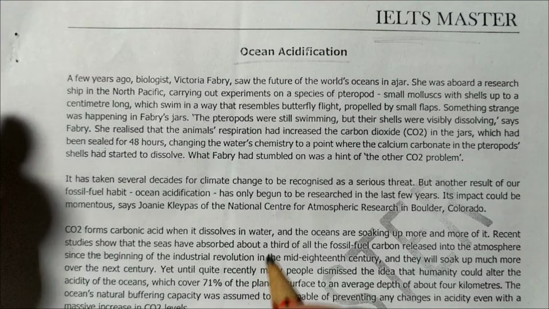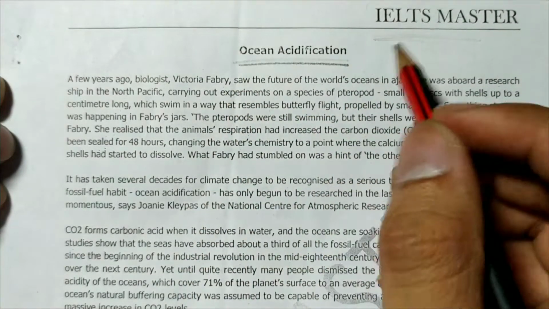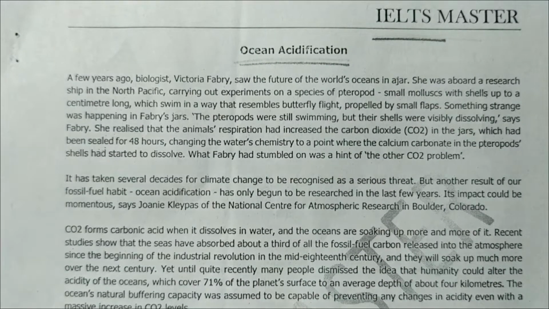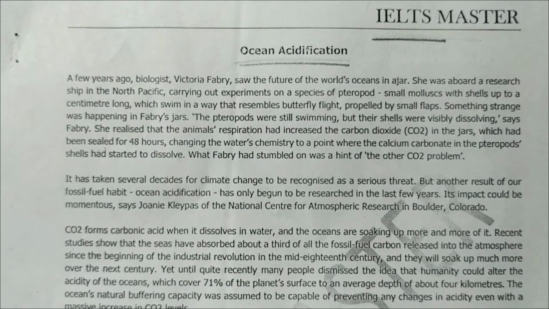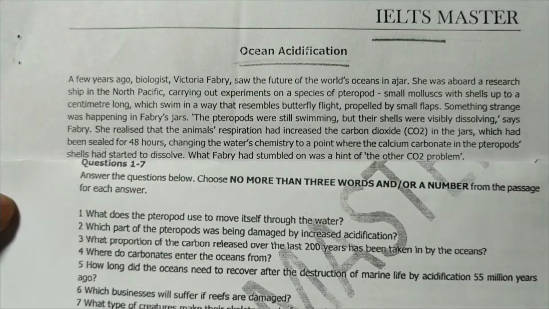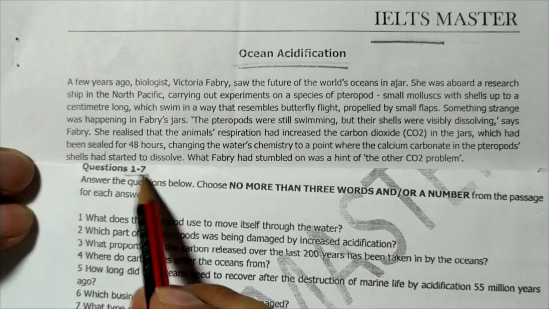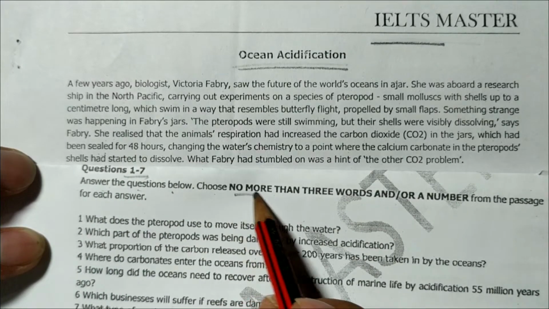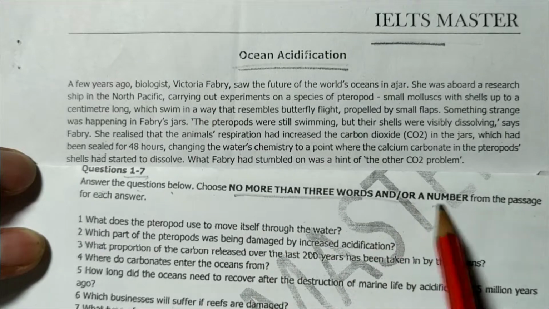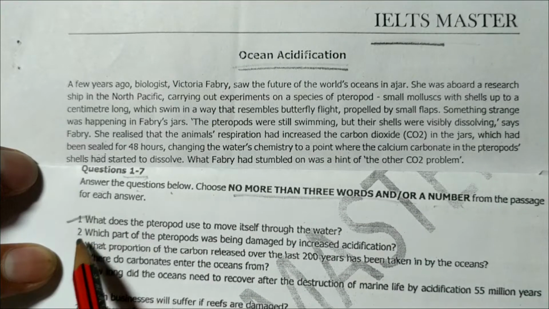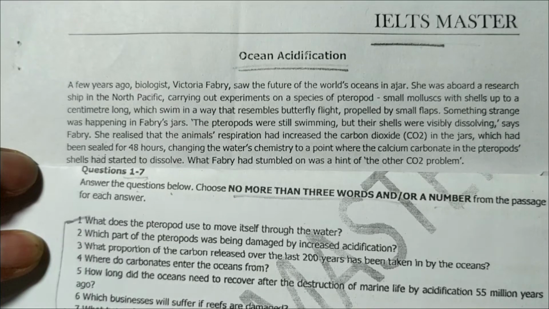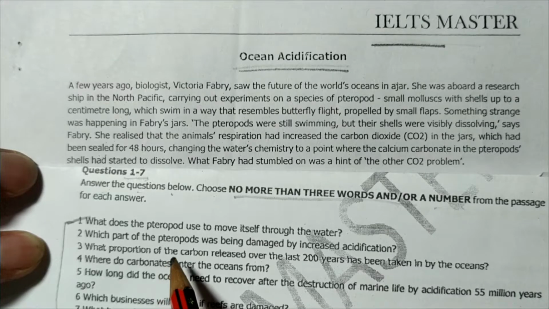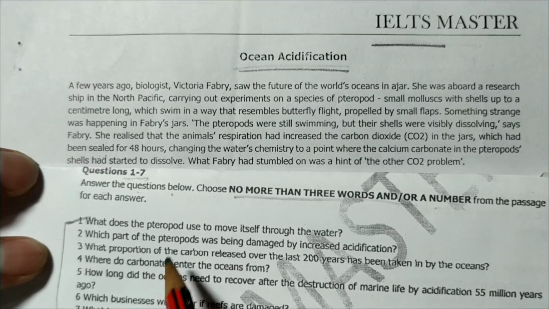Hello, today I have the Ocean Acidification IELTS Master Reading Passage. So I'm going to find out its answers, and there are questions 1 to 7. Answer the questions below, and the instructions are no more than 3 words and/or a number. First of all, I'm going to read all of these and underline my keywords.